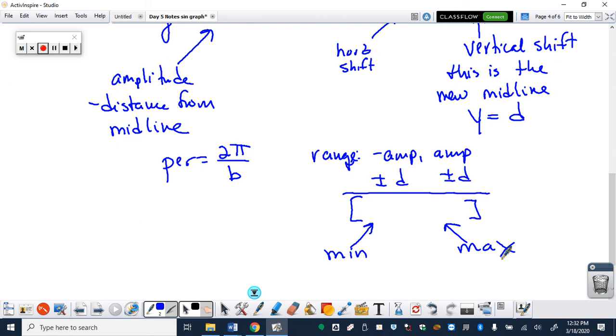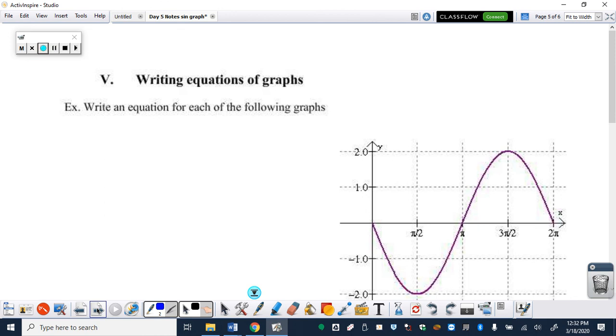Feel free to press pause at any time if you need to go back. I am going to keep going to the next section of notes. We have one more page, and like I said, we're going to go backwards this time. This time we're given a graph, and we're going to write the equation. So again, let's jot down.